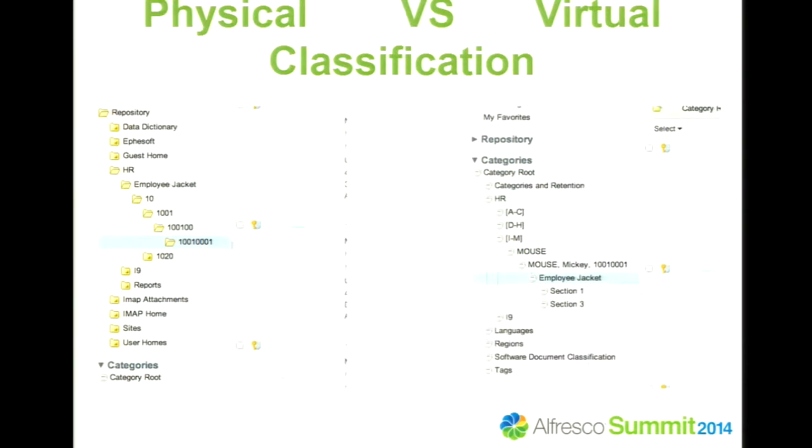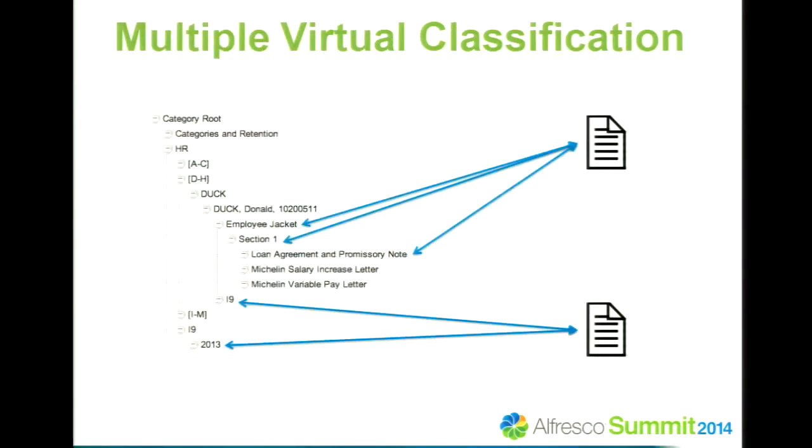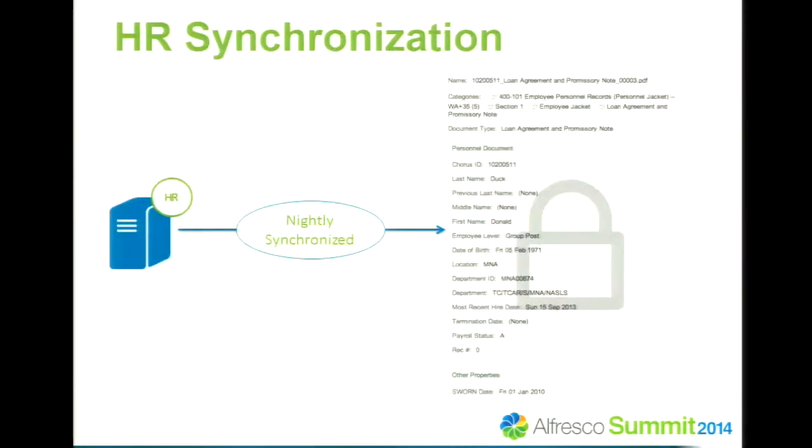And we use as well multiple virtual classifications, so we can get all documents for a specific employee, or all documents for a specific section, or all documents for a specific document type. And as well, we are able to generate virtual classification based on custom metadata, like the last start date of an employee. Alfresco is completely synchronized with the HR tool, so nightly synchronized.